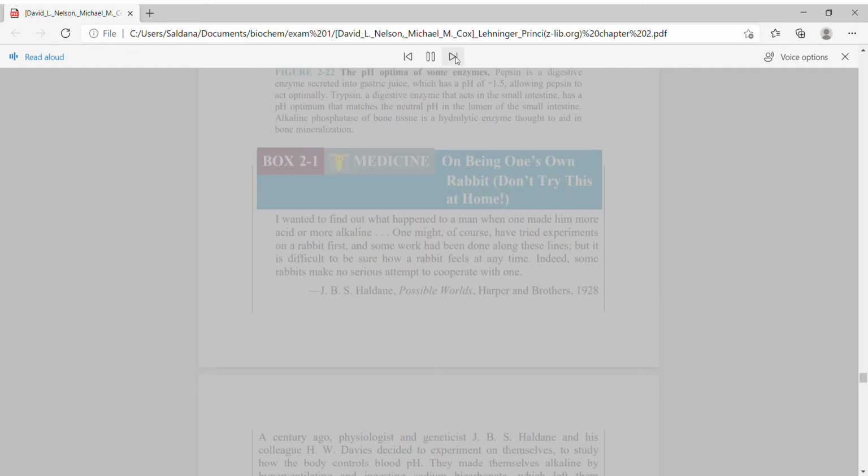Figure 2 to 20. Box 2. Rabbit, don't. At home. I wanted to.